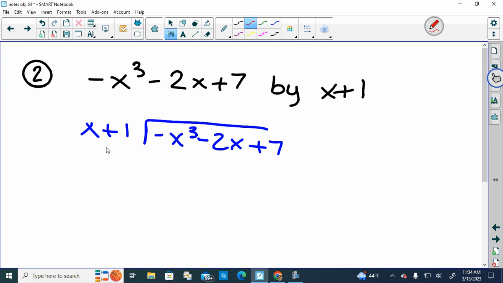Okay, first divided by first. So this looks like this. Negative x to the third is being divided by x. You get negative what? Negative x squared. Right. So you get x to the second. Okay, where do I write that? At the top. What do I do with it?